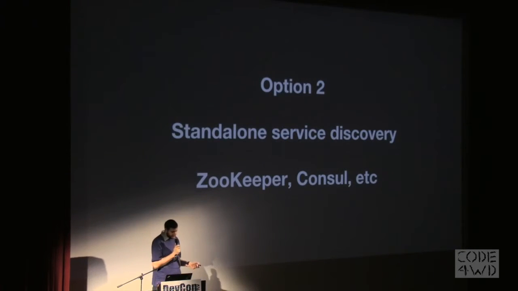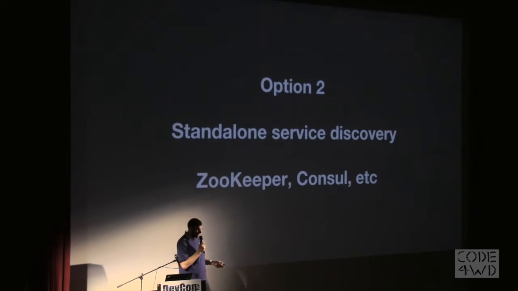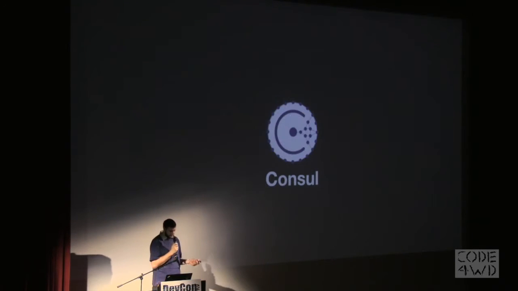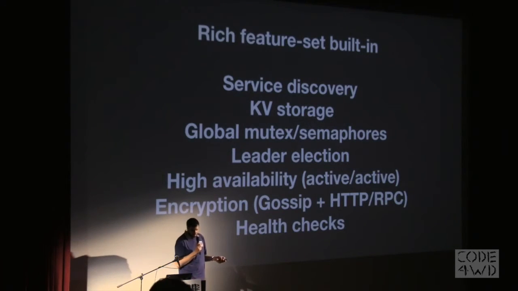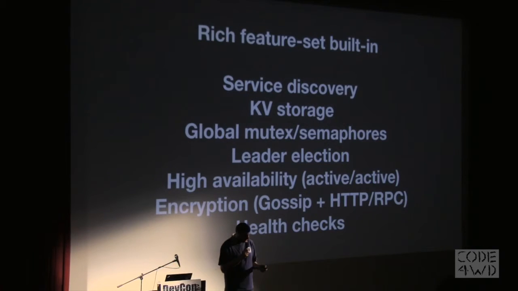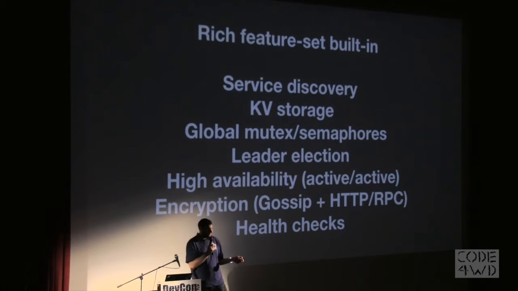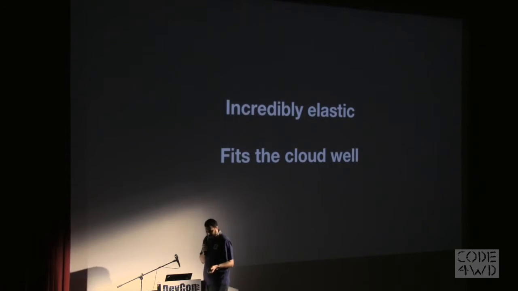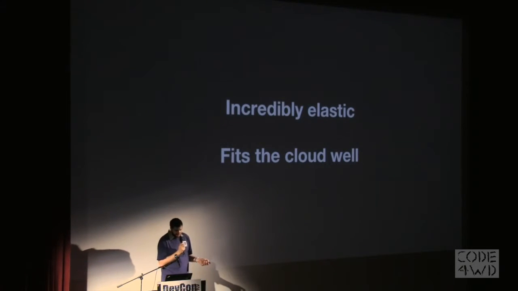So option two was to go with standalone service discovery. There was Zookeeper, and there was Consul, and those were the two big ones that we were looking at. We chose Consul. So a bit about Consul. Consul has a lot of great features. Service discovery, KV storage, global mutexes, semaphores, leader election. It's highly available, active-active, kind of active-active, sort of active-active. Encryption, both the gossip and the RPC protocols can be fully encrypted. It's got health checks built in. It's really elastic. It fits the cloud really well, in my point of view.